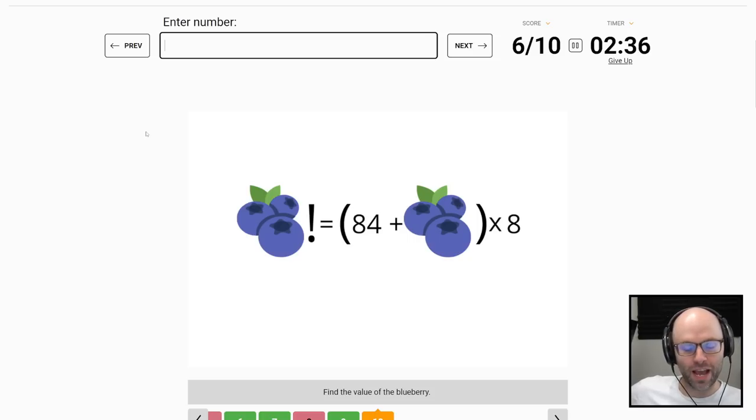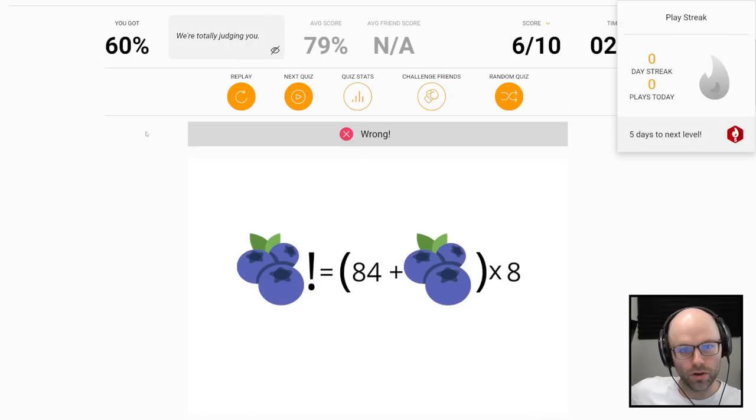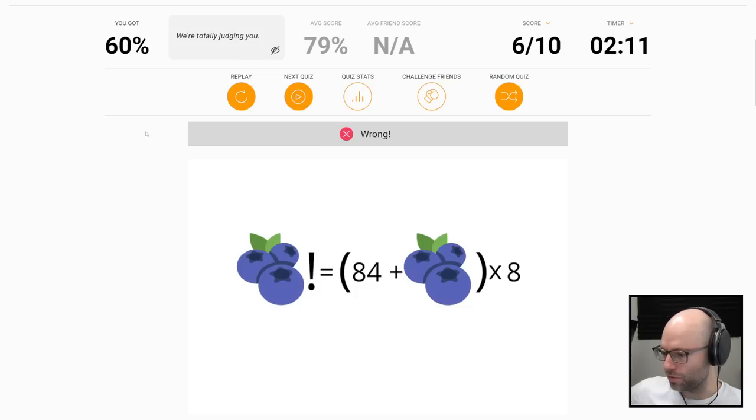What if you started at 5? So 5 factorial is 120. 84 plus 5 times 8 is not going to get you there. 6 factorial is 720. 6, 90. No, okay, so it's got to be 7. 91 times 8. It's going to be like 720 something. It's got to be 7. Wrong. I went one too far, didn't I? It was 6. 6 factorial.